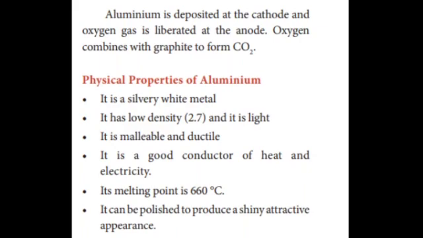What are the physical properties of aluminium? It is a silvery white metal. It has low density. The density is 2.7 and it is very light. It is malleable and ductile. It is a good conductor of heat and electricity.